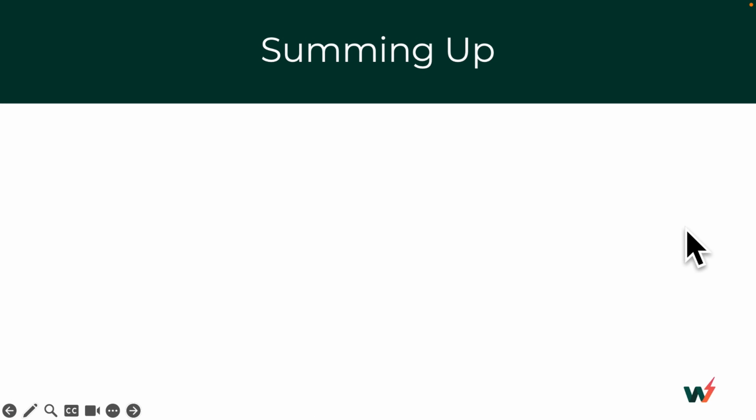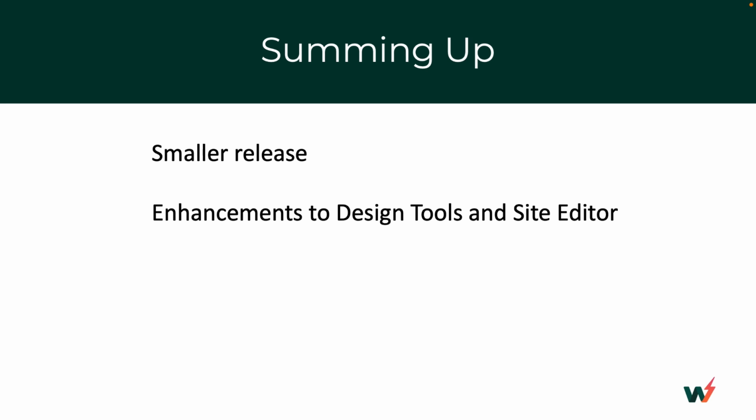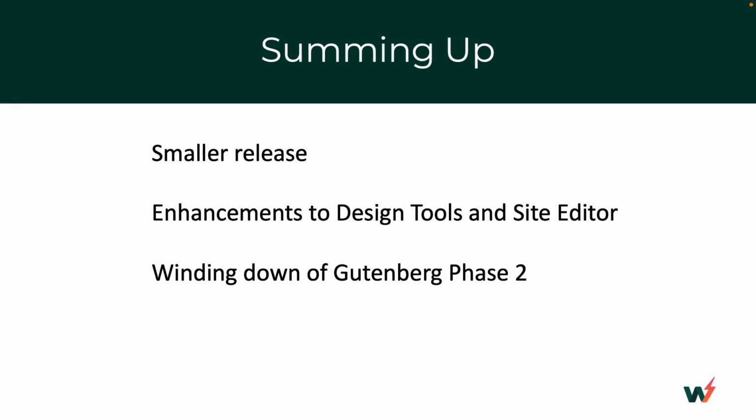So what can we say about WordPress 6.4? Well, it's a smaller release. Yes, it's a major release, but small because there wasn't a lot of time between the last release, that is 6.3, and now. Certain things like the font library were left out, and new blocks. I suspect we're going to be seeing that in WordPress 6.5. But we did see enhancements to the design tools and the site editor, and a winding down of Gutenberg Phase 2, that is the work on the site editor.